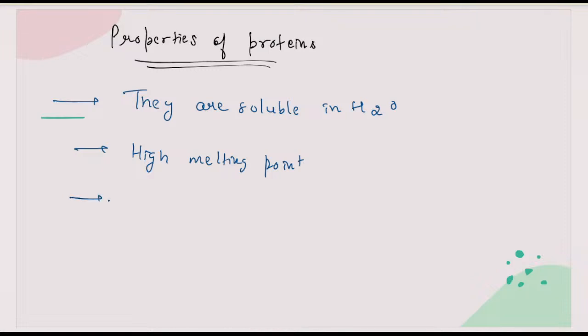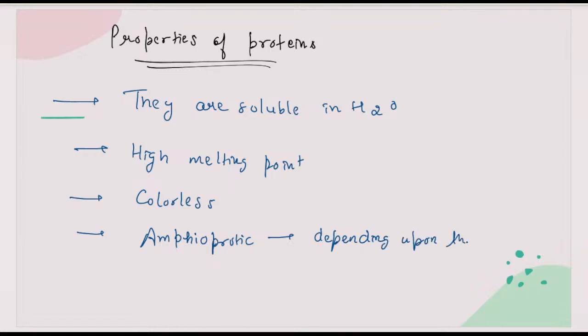And the third point is that they are colorless. They are not colored, colorless, and amphoteric in nature. Not acidic, not basic, because both are present here, acid as well as base, so both kinds of properties can be shown by the protein. Amphoteric or amphiprotic. Amphiprotic means more than one proton can be involved, depending upon the conditions. We will cover this statement as well.